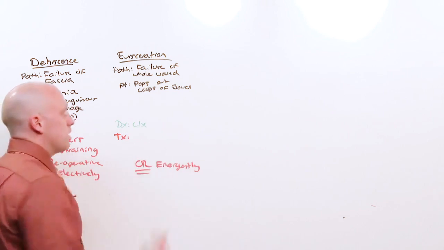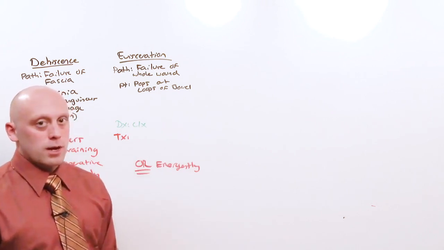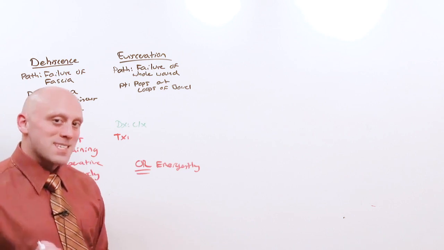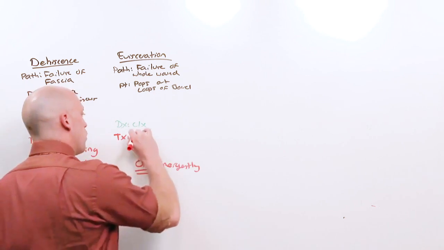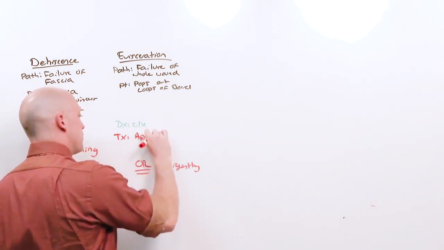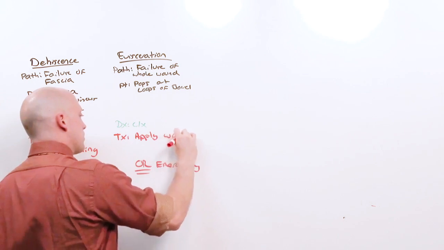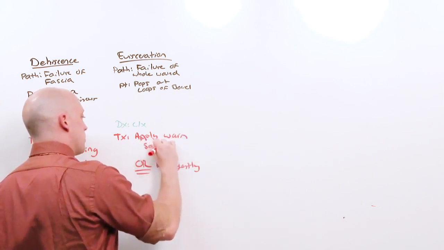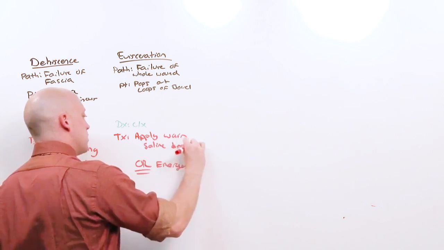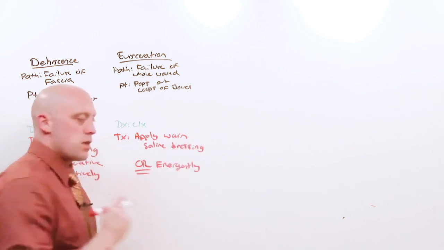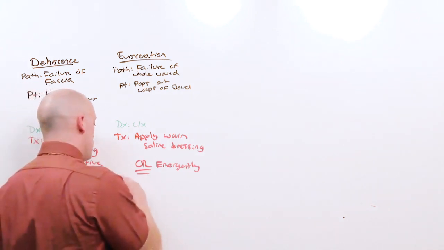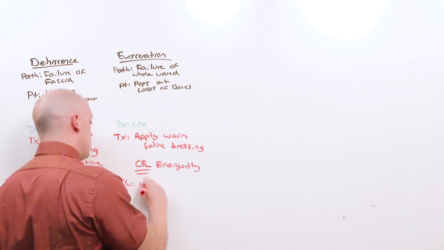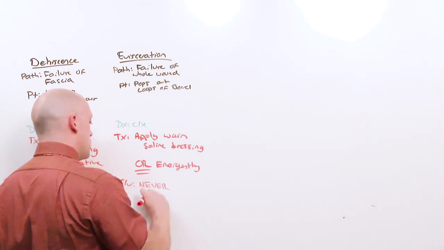But you want to prevent that gut from dying, from drying out. So in the meantime, the best next step once you identify evisceration is to apply warm saline dressings. Keep everything moist, but also keep everything out of the peritoneum. Never push it back in.